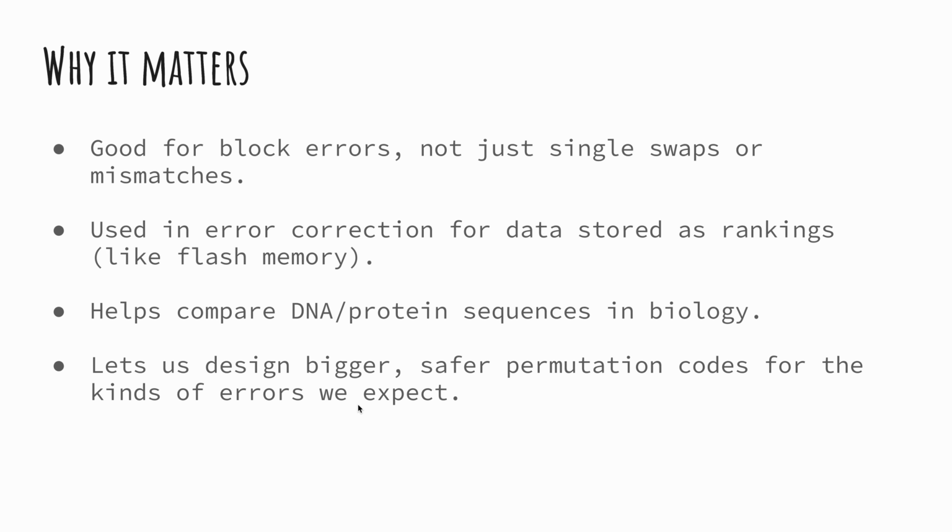Why does this matter? It's good for block errors, not just single swaps or mismatches, and so it can be used for bigger errors. And it's also used in error correction for data stored as rankings like flash memory, and it helps us compare DNA and protein sequences in biology, and this actually helps us design bigger and safer permutation codes for the kinds of errors we expect in cryptography.